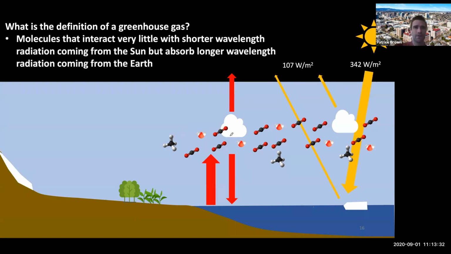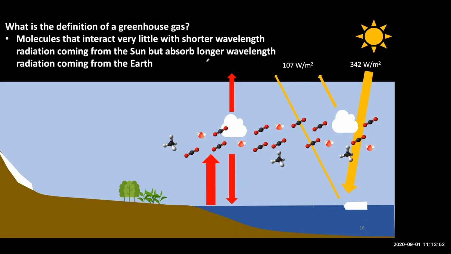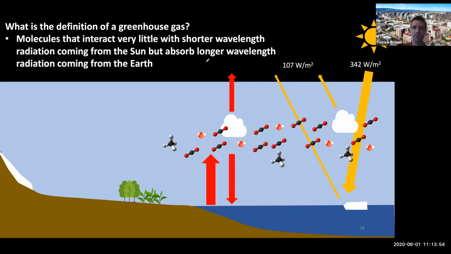So this is my first discussion question. My definition here is just molecules that interact very little with shorter wavelength radiation coming from the sun, but absorb longer wavelength radiation coming from the Earth. So if a molecule absorbed long wave radiation coming from the Earth, but it also absorbed the short wave radiation coming from the sun, that would be a little bit more complicated because it wouldn't be clear that putting it in the atmosphere would cause a net warming effect.